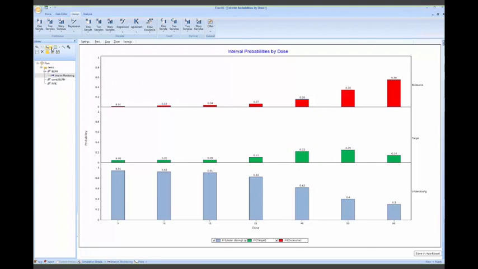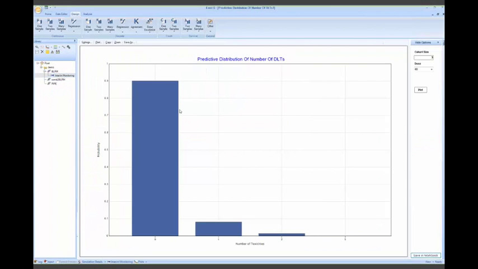And you can accompany this information by, for example, the predictive distribution of the DLTs, so that you can see that, well, if we indeed go to dose level 40, then out of the cohort of size 3, we have more than 90% chance of seeing no toxicities, and there is less than 10% chance that you will see one toxicity out of 3.